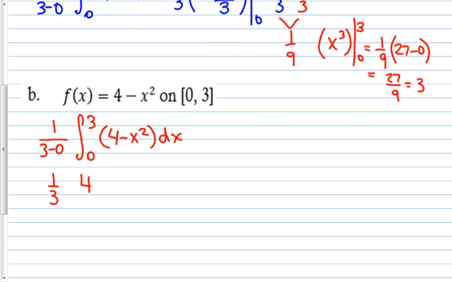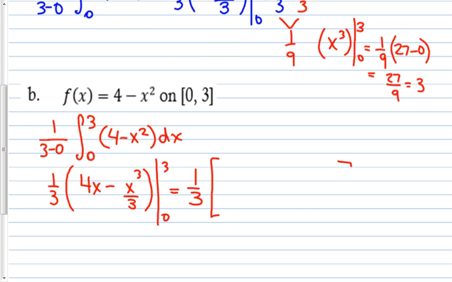So 4 becomes 4x minus x squared becomes x cubed divided by 3. And then this is going to be evaluated from 0 to 3. So 1/3, and then I got to do one at a time. I'm going to subtract them.